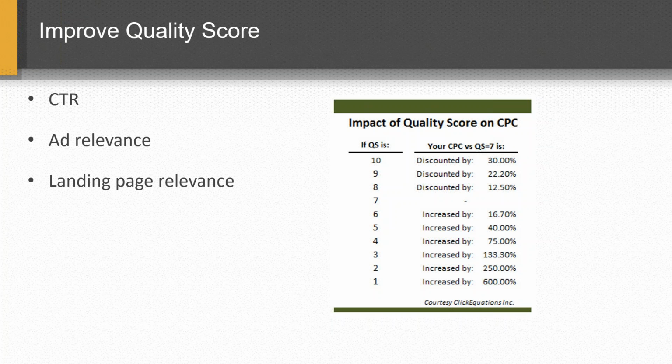This image shows the impact that quality score has on your cost per click. A quality score of 10, usually on very relevant keywords or most likely branded keywords, discounts your cost per click by 30%. So if your cost per click was $10 and you now have a quality score of 10, your new cost per click would be $7. Now, a quality score of 6 or lower starts to increase your cost per click. So the quality score of your keywords is very important.